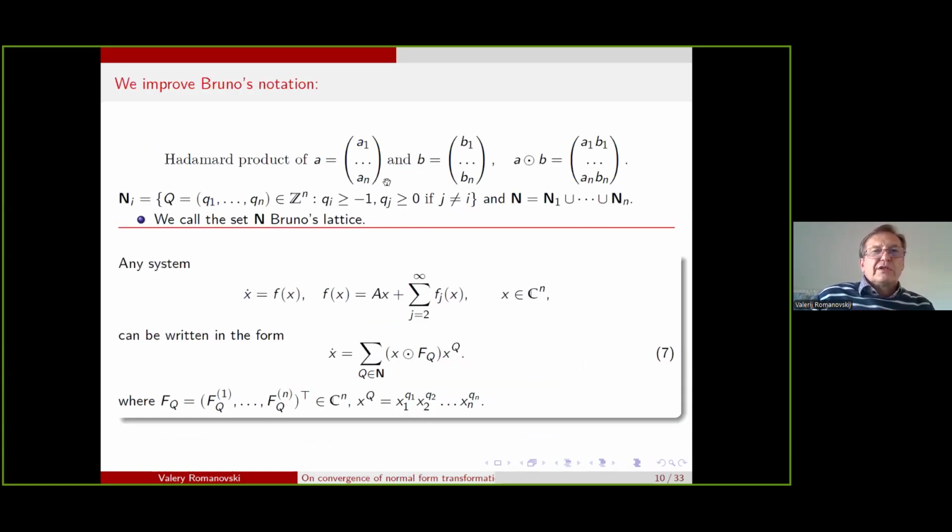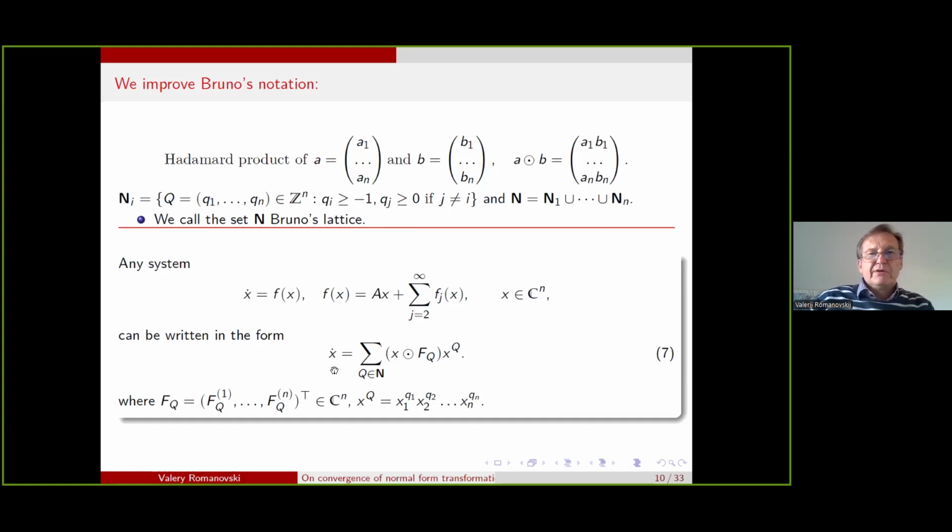But first, I recall what the Hadamard product is. We have two vectors, and the Hadamard product is where you multiply coordinates piecewise. So a1 times b1, a2 times b2, an times bn. So a times b, the Hadamard product, will be such a vector. Okay, I recall that Ni is this set, and N is just a union of these sets. And we call this the Bruno lattice. This set N we call Bruno's lattice.